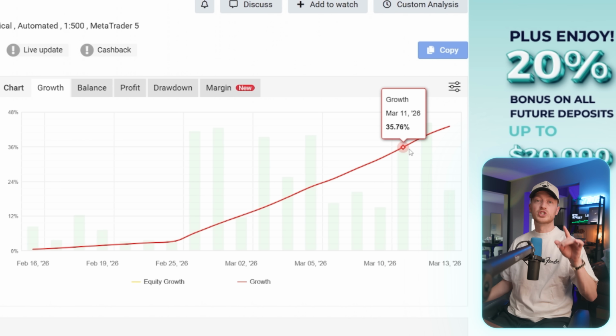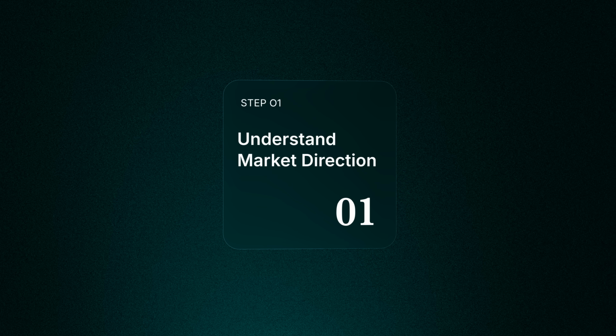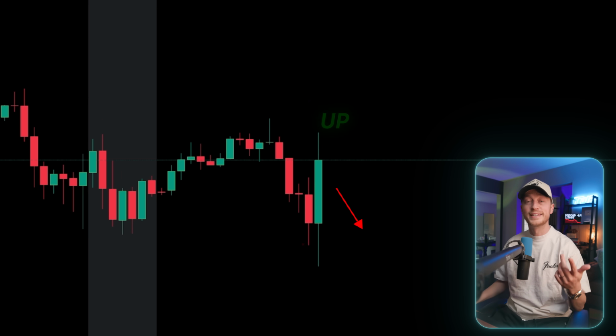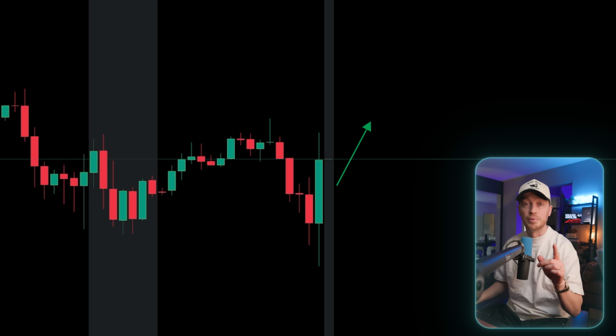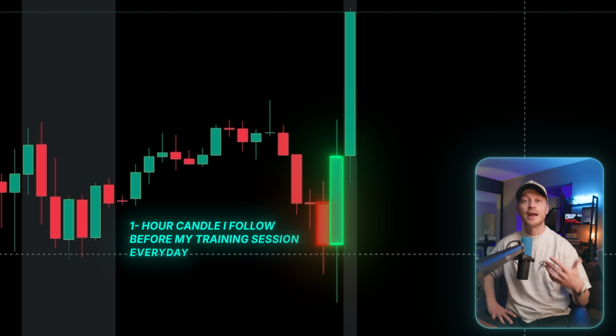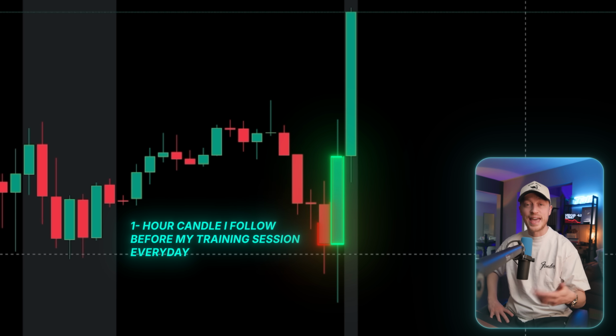Now, let's jump into step number 1, bias. Understanding market direction. Traders fail when they don't recognize market direction. Now, is the next candle going to go up or down? It's going to go up. And the reason for that is a simple 1-hour candle pattern I follow before my trading session every day.